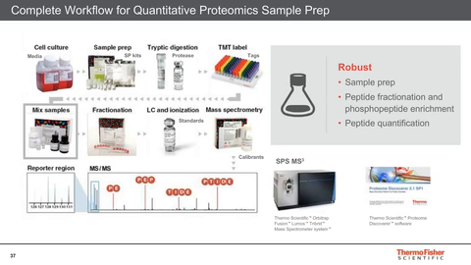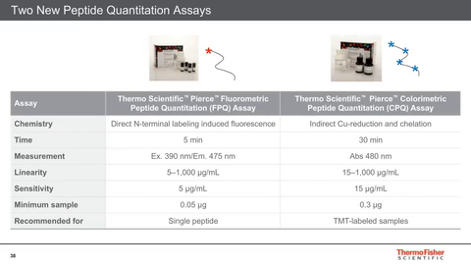Both phosphopeptide enrichment and high pH fractionation are part of a complete workflow for quantitative proteomic sample prep. This includes robust sample prep and digest of the protein samples, peptide fractionation, phosphopeptide enrichment, and peptide quantitation. Next, I would like to introduce some new peptide quantitation assays that can be used to normalize sample concentrations before TMT labeling and mixing and LCMS injection.